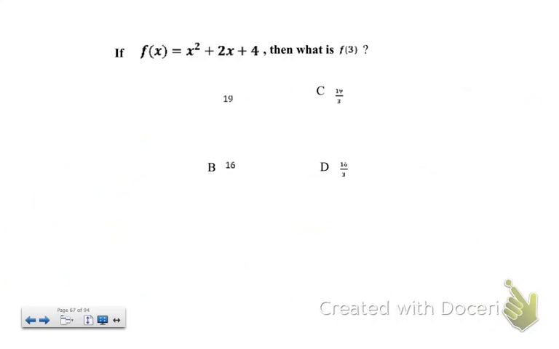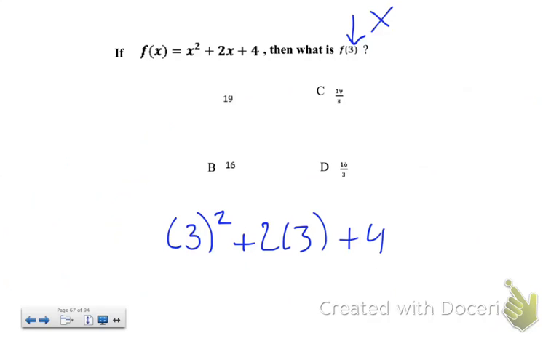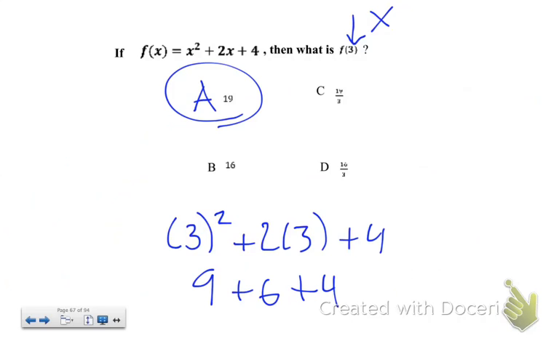Okay, f of x is x squared plus 2x plus 4. What is f of 3? Remember, when it's written like that, that's in place of x. So all you're going to do is replace x with the number. 3 squared is 9, plus 6, plus 4. 9 plus 10 is 19. So that should be A right there.